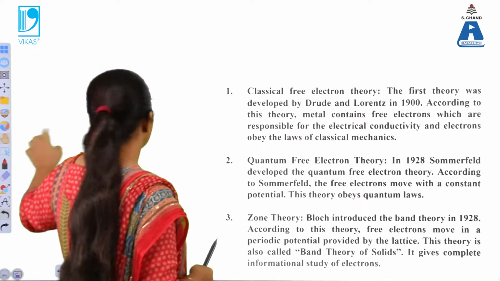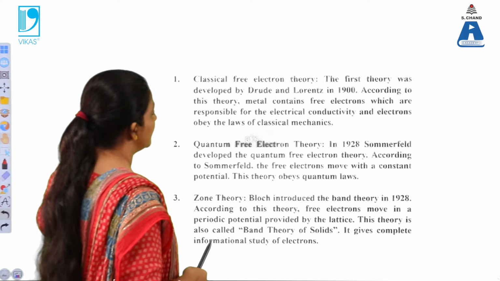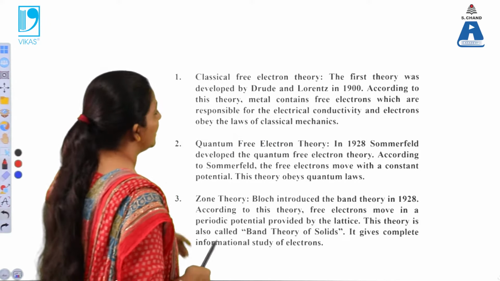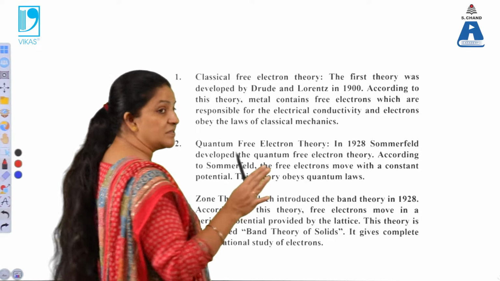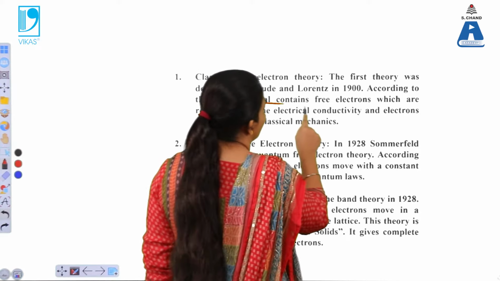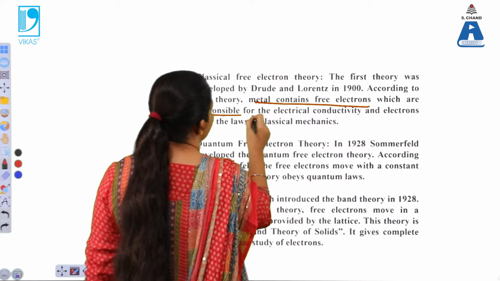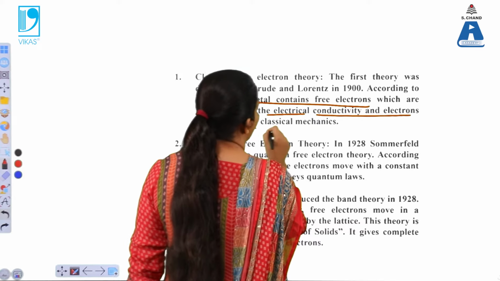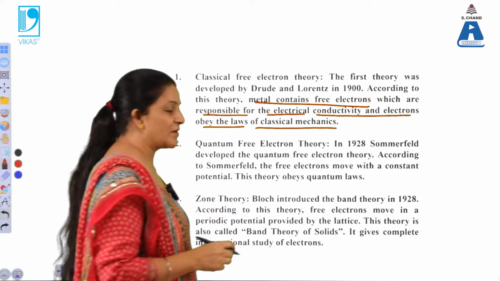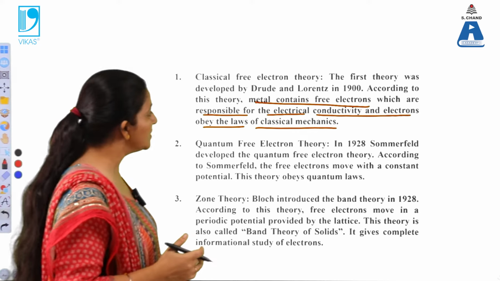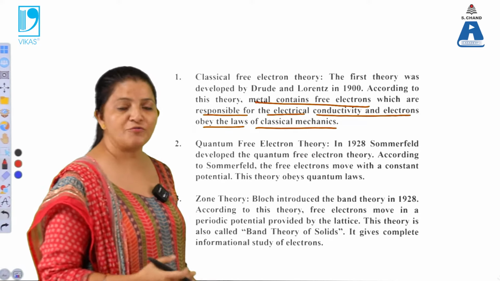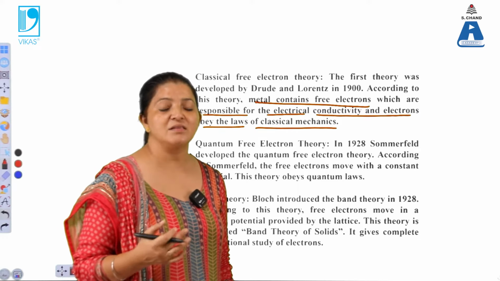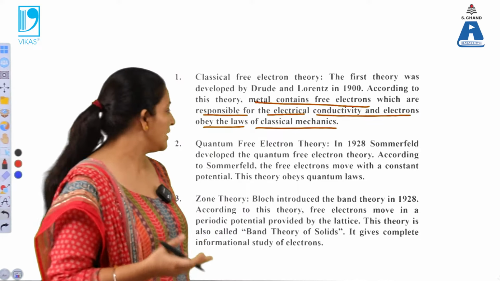The classical free electron theory was first developed by Drude and Lorentz. The basic concept is that, according to this theory, metals contain free electrons which are responsible for electrical conductivity, and the electrons obey the laws of classical mechanics. What do the laws of classical mechanics mean? When the electrons can move freely from one end to the other, those materials are known as metals, and they are taken as good conductors of electricity.